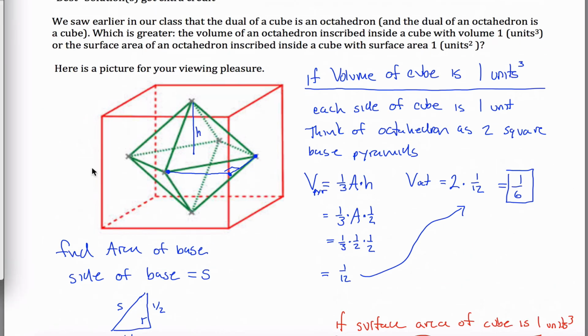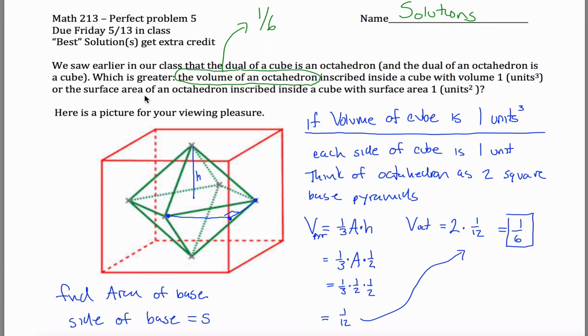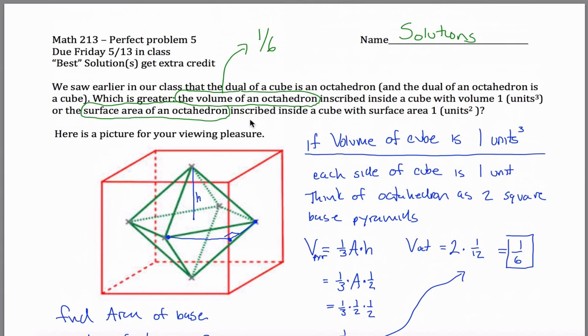So the two numbers that I'm comparing are, let's see, up here I had 1/6. So let's see, which is greater, the volume of an octahedron inscribed inside a cube. So let's see, the volume of this octahedron, figured out that was 1/6 right here. Or the surface area of an octahedron, figured out down here that that was the square root of 1/12. So you're comparing the two of these.